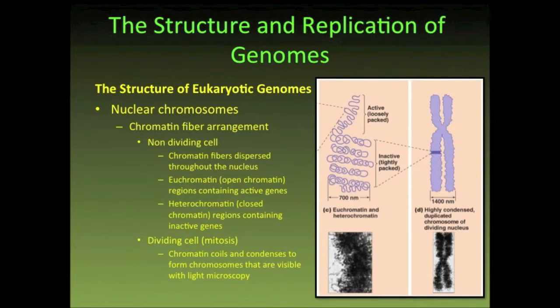The chromatin is loosely packaged in areas of the chromosome that contain active genes. The areas containing active genes are known as euchromatin. Areas of the chromatin that contain inactive genes are more tightly packed and are called heterochromatin. During cell division, the DNA and proteins are condensed to form rod-like structures known as chromosomes.